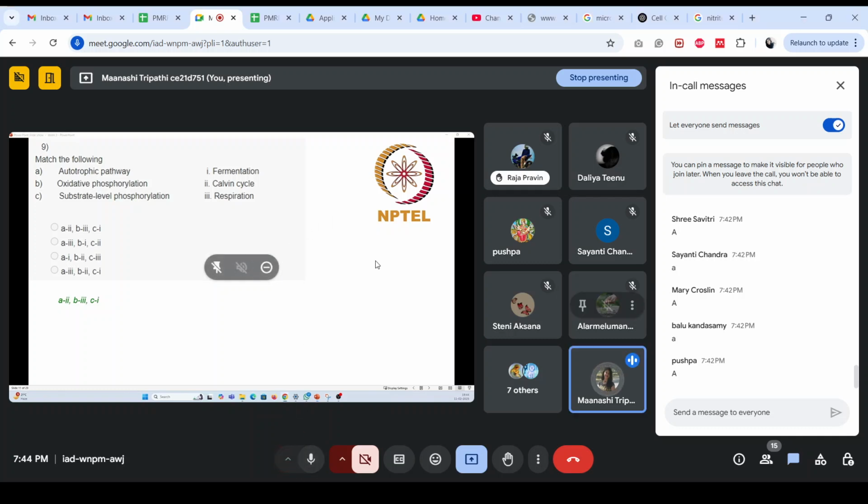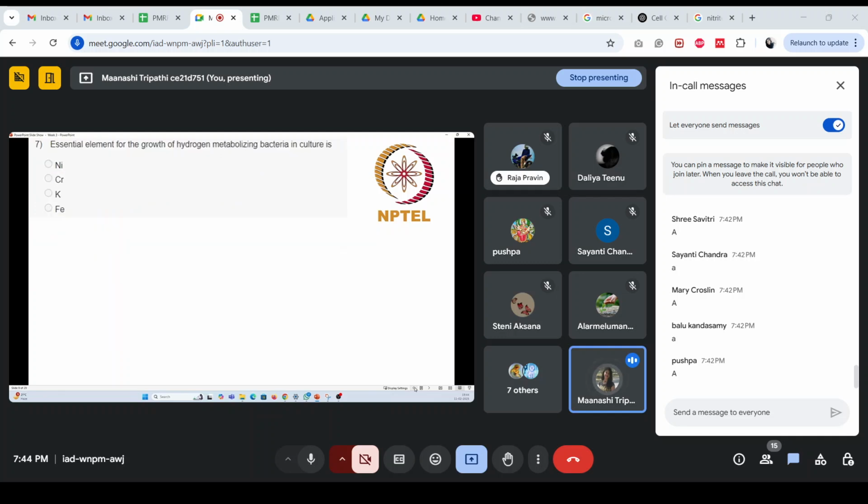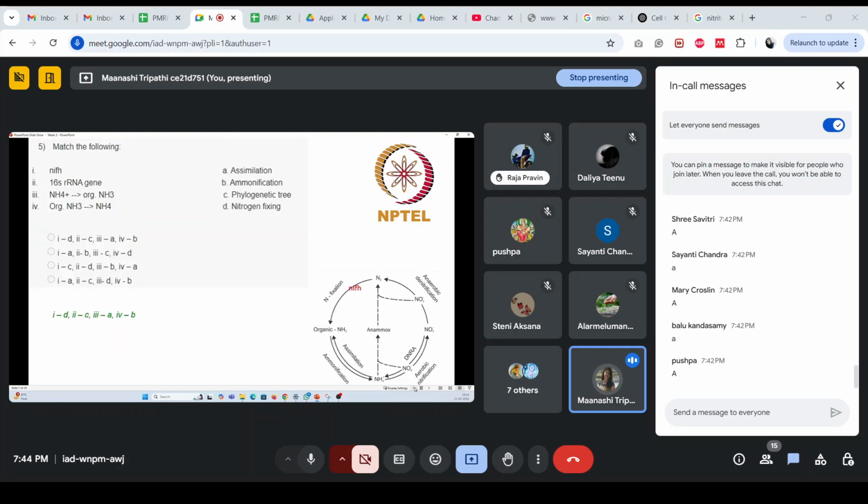So the solution for this question is that the autotrophic pathway is a part of the Calvin cycle. Oxidative phosphorylation is respiration, and substrate level phosphorylation is fermentation. We have seen this question earlier also. Someone was asking about question number 2, so I'll go there first, and then we'll move forward with question number 10.